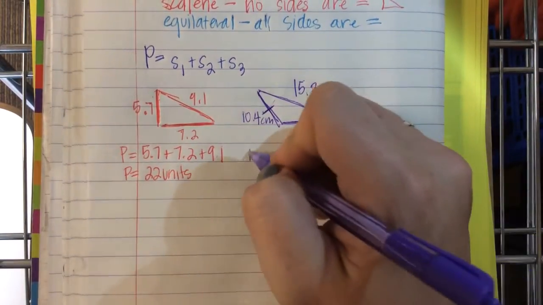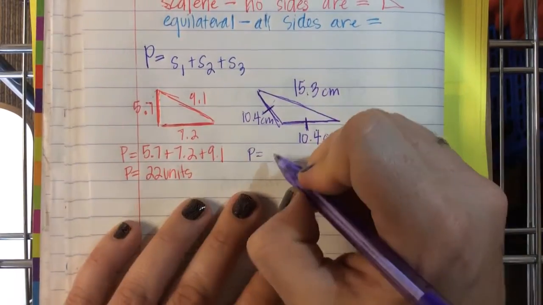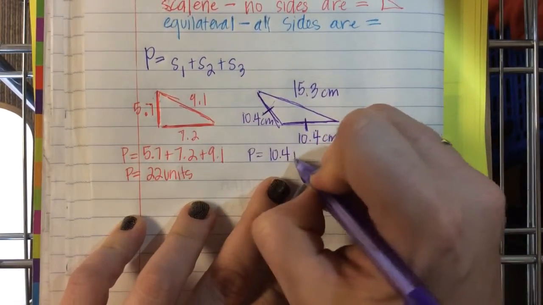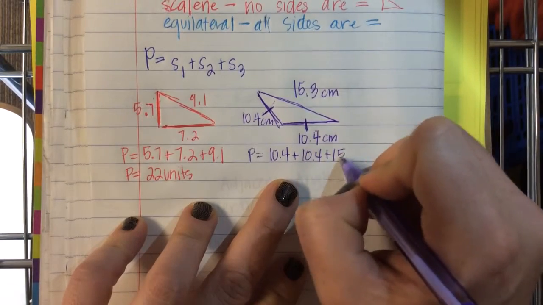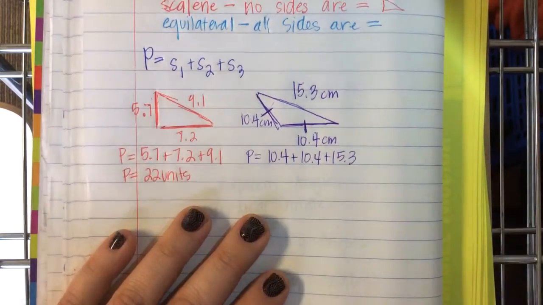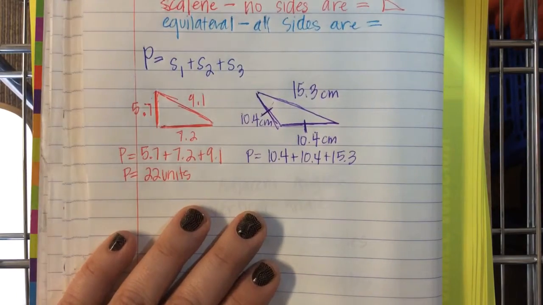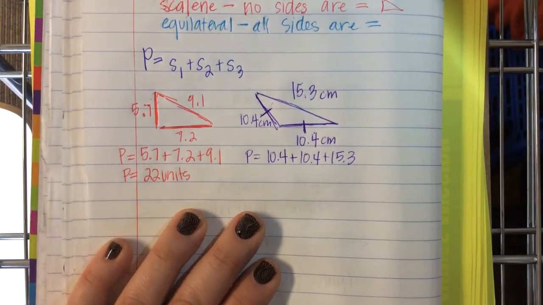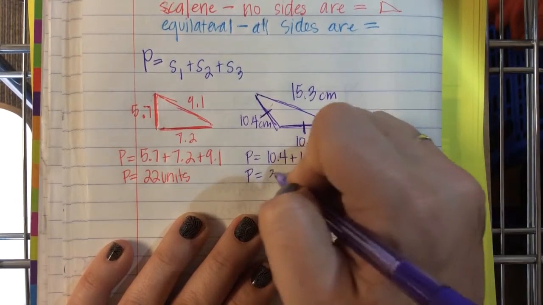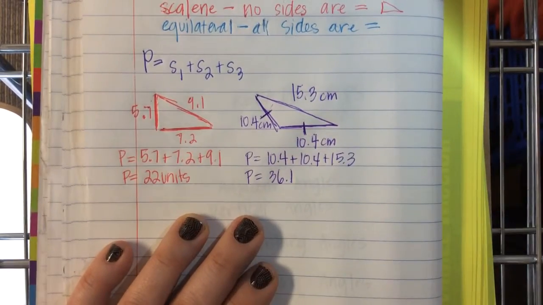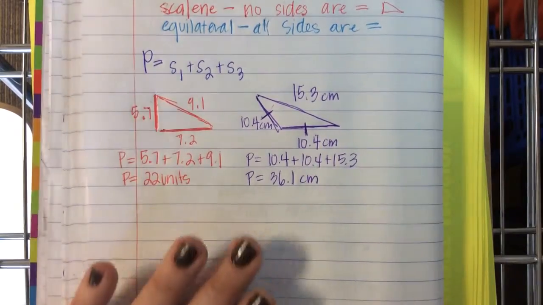All right, so what am I going to add? 10.4 plus... Could you put them in a different order? Putting them in a different order is not going to change the answer. So the perimeter is 36.1 centimeters. Perfect.